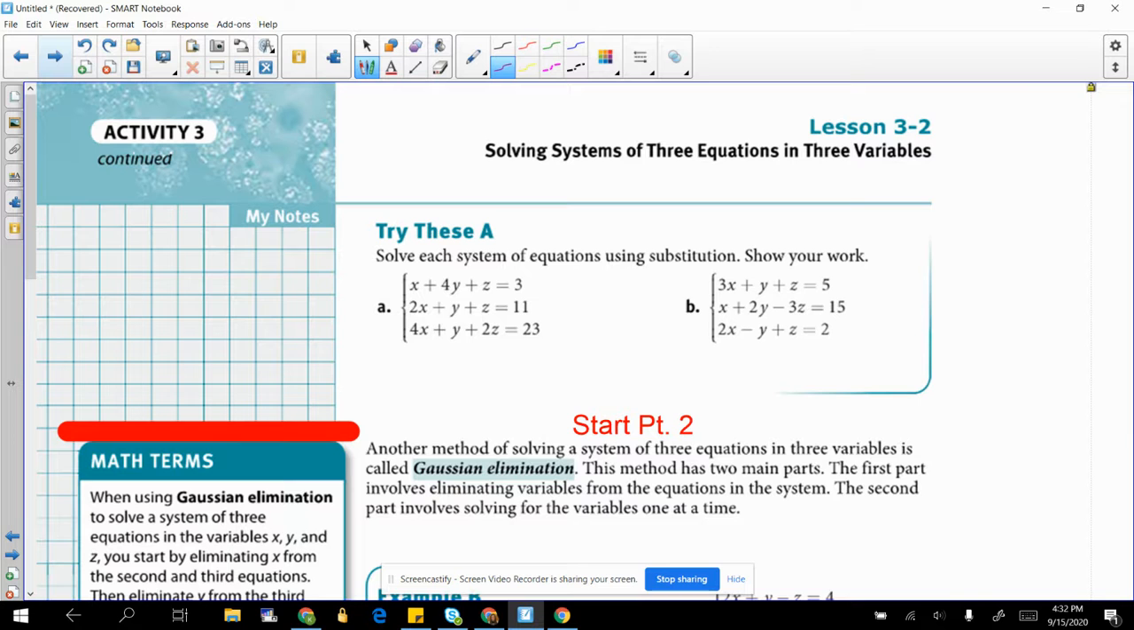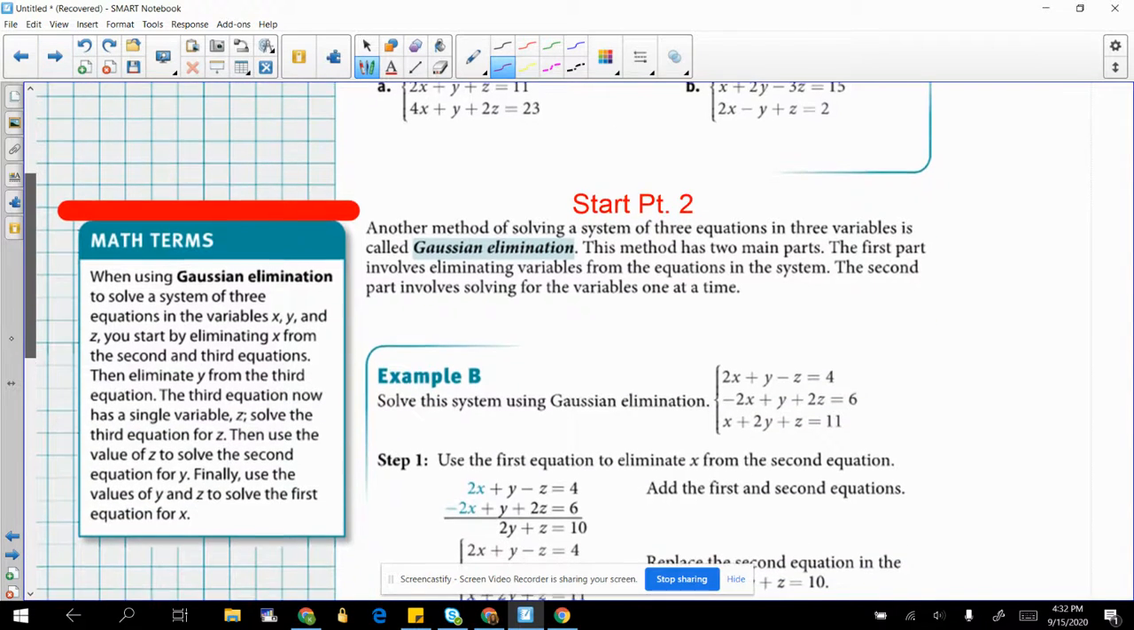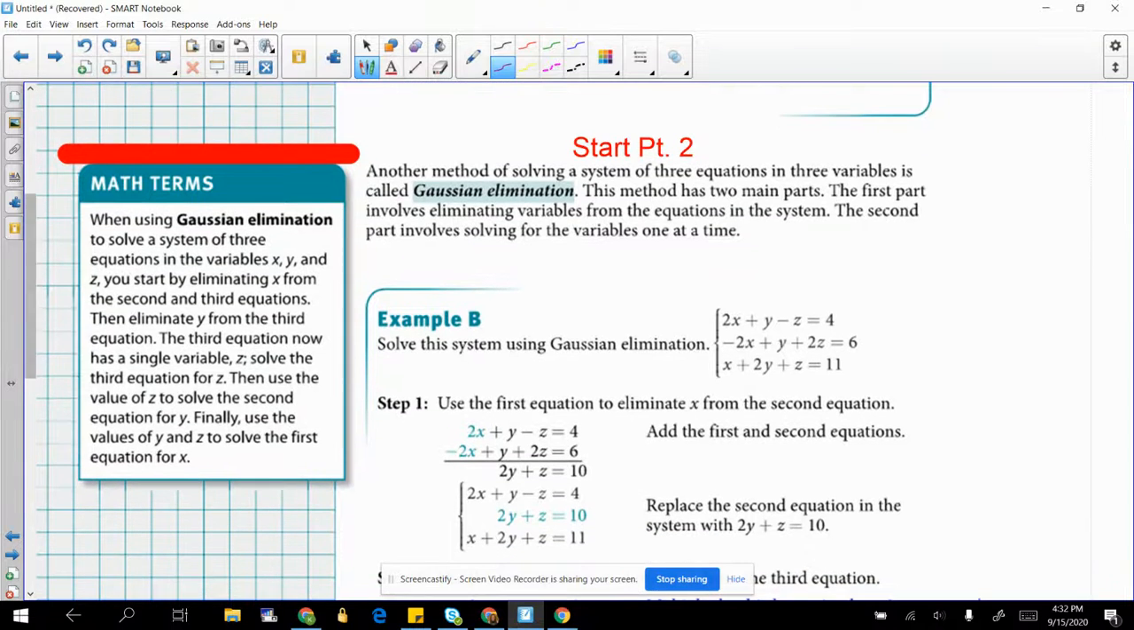So it says here, on page 38, another method of solving a system of three equations in three variables is called Gaussian elimination. Gauss is a famous mathematician. Okay, so it says this method has two main parts. The first part involves eliminating variables from the equations in the system. The second part involves solving for the variables one at a time.